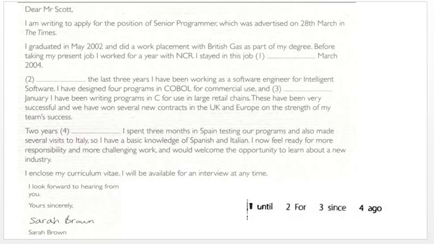For the last 3 years, I have been working as a software engineer for intelligent software. I have designed 4 programs in COBOL for commercial use, and since January, I have been writing programs in C for use in large retail chains. These have been very successful, and we have won several new contracts in the UK and Europe on the strength of my team's success.